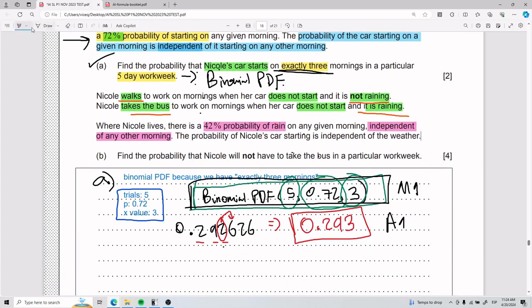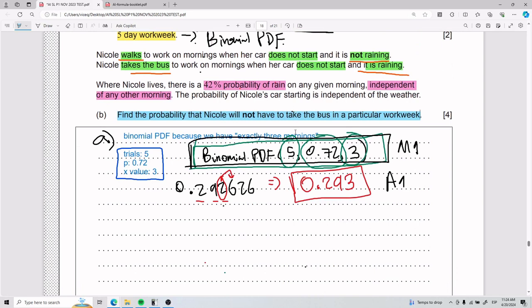Now, for part B, this is where it gets juicy. We have to find the probability that Nicole will not have to take the bus in a particular work week. And so now we have to start thinking, okay, what are the scenarios where she does take the bus? What are the scenarios where she doesn't take the bus? What are the scenarios where she takes the car? What are the scenarios where she doesn't take the car? And from here, actually a tree diagram helps.